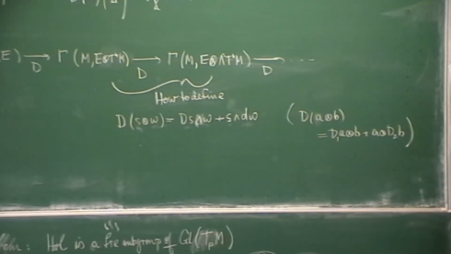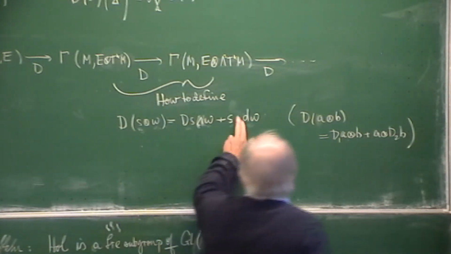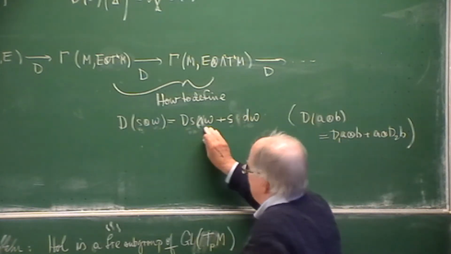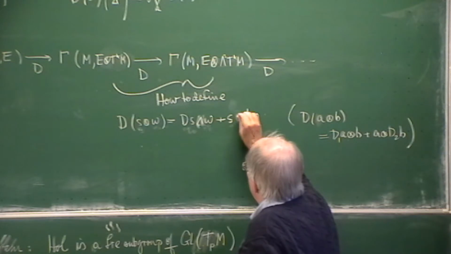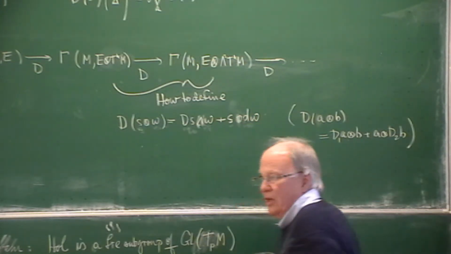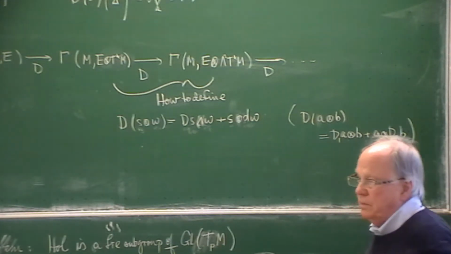The wedge product is only defined for forms. So s wedge omega, isn't the wedge only defined for forms? So that's s, right. Maybe this is just the tensor product. Okay.